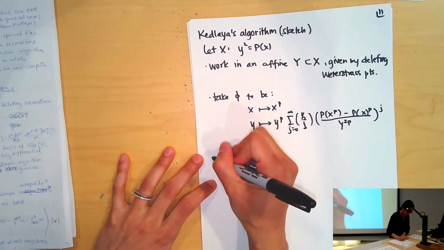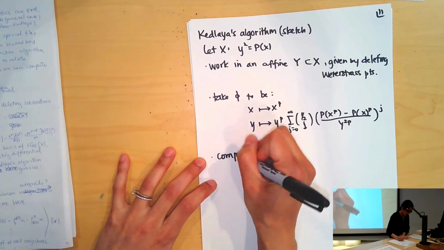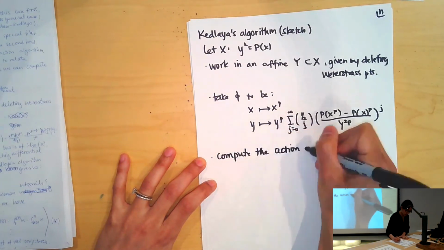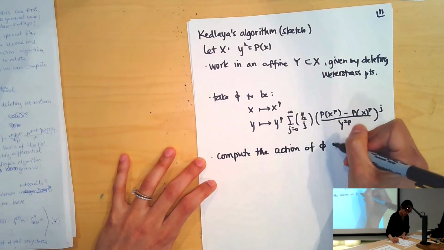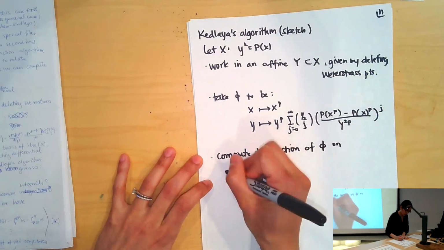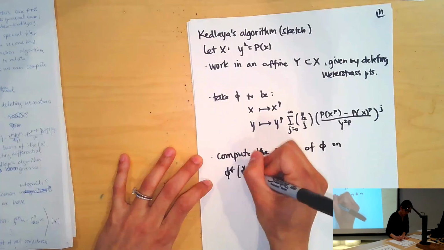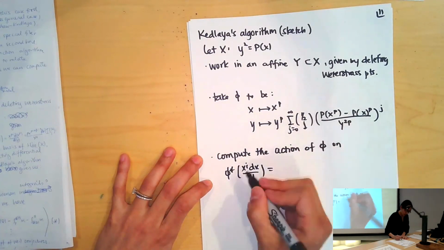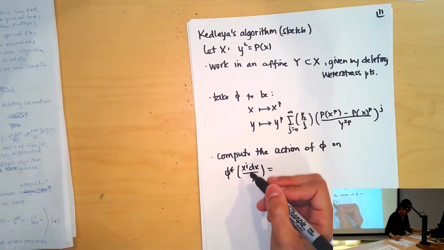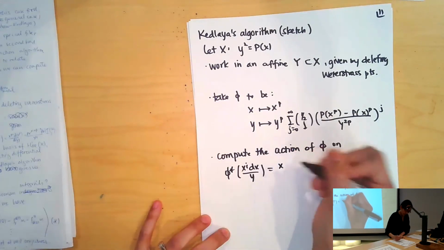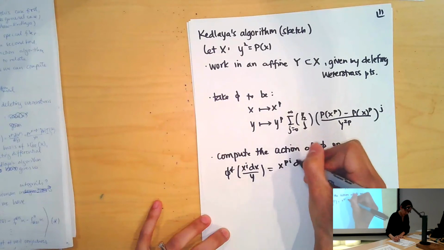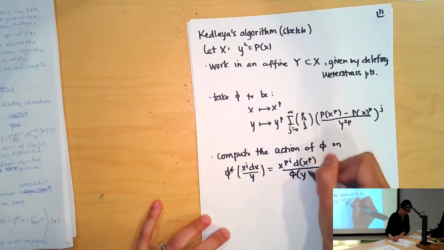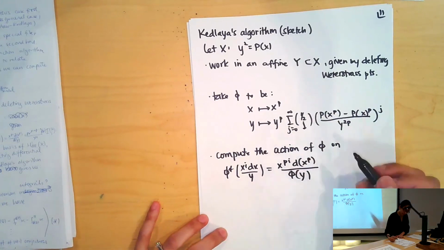Now, we want to use this to compute the action of Frobenius on one of our basis differentials. So remember, we have things like x to the i dx over y. So let's just practice. So we're going to send x to x to the p, so x to the pi. Then we have d of x to the p. And then, well, we'll send Frobenius, we'll send y to where it has to go.